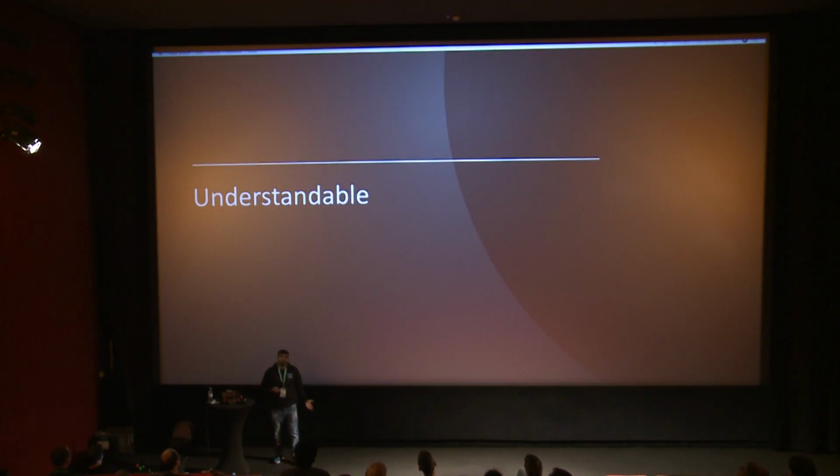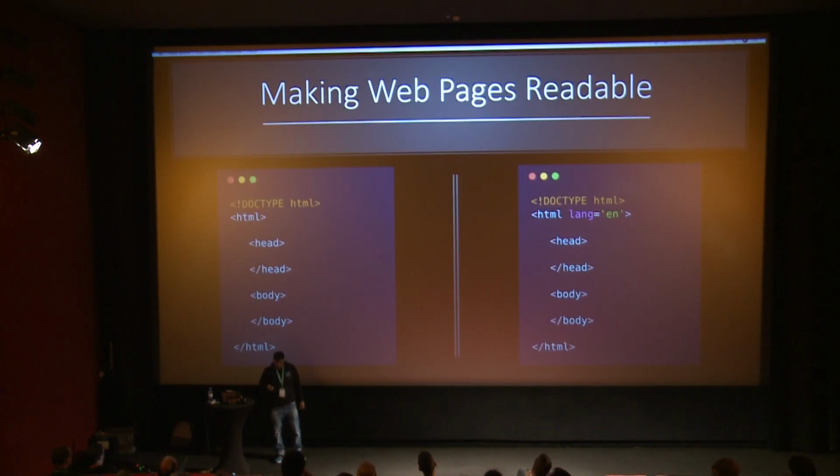Now, the next part we need to understand is understandable. So we have completed perceivable, then we completed operable, and now it's understandable. Making web pages readable is the first point inside understandable. So how can you make your web pages more readable?